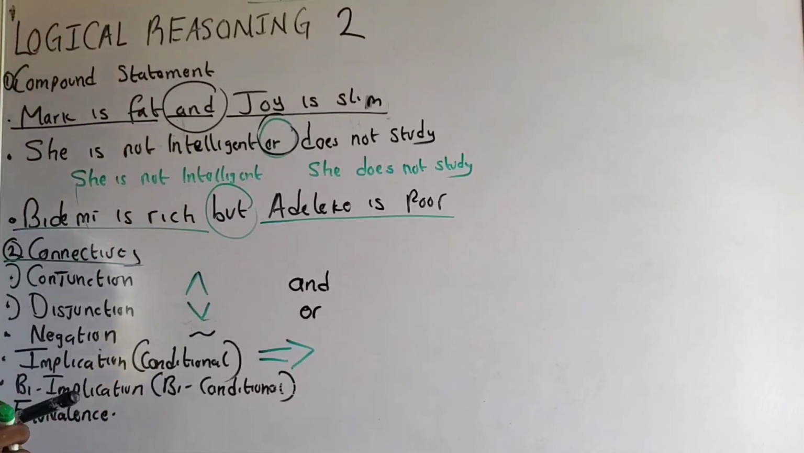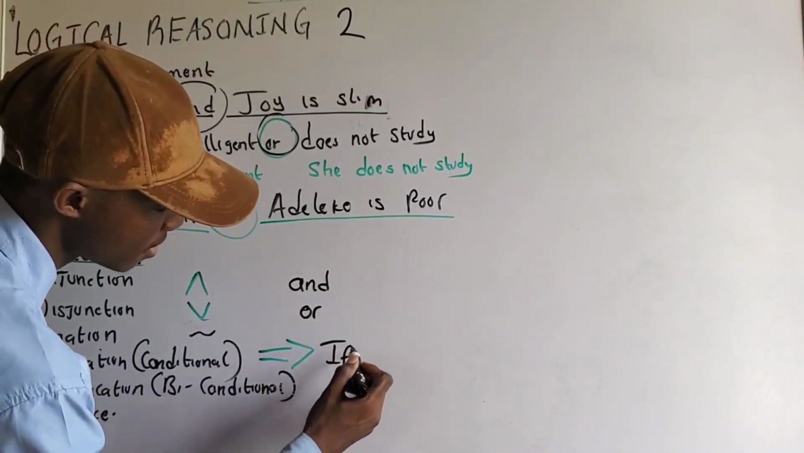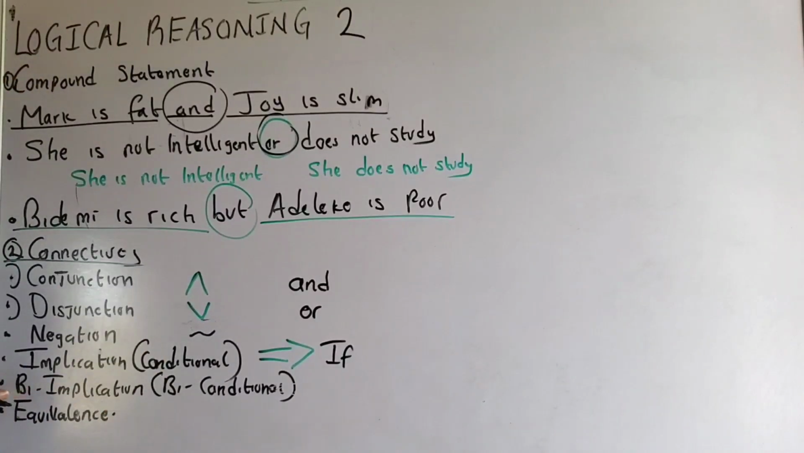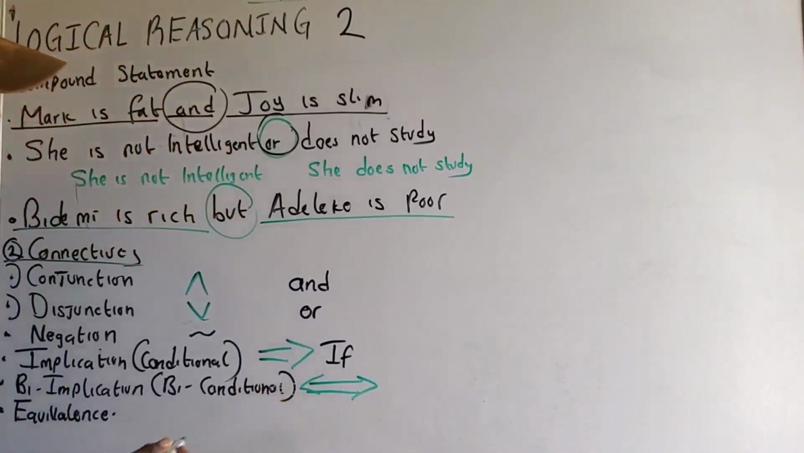The meaning of this is "if". Implication is represented by this sign. Don't worry, I'm still going to talk about each of them. I'm just giving you this to help you understand the basic concept.